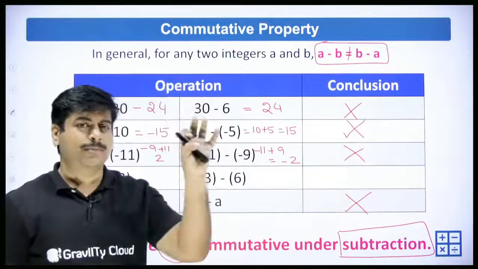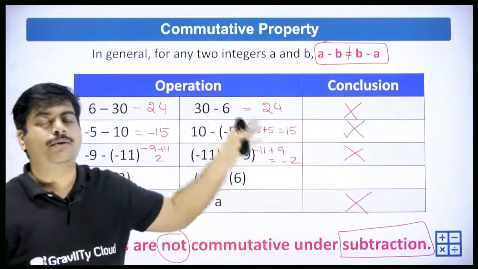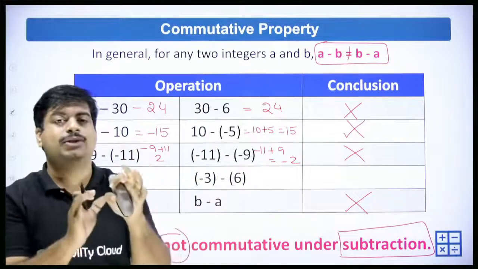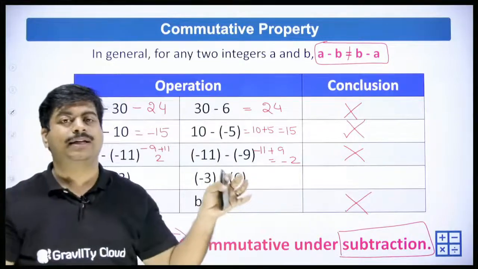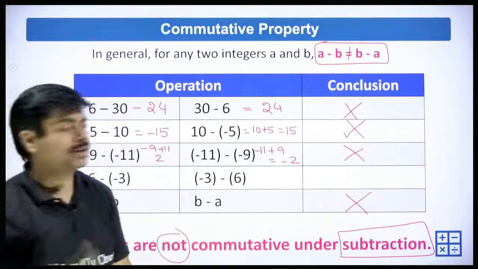First we discussed the closure property, and now we are discussing the commutative property. So don't get confused between these two. Don't apply one relation to the other in two different properties. Okay, so what is the next one?